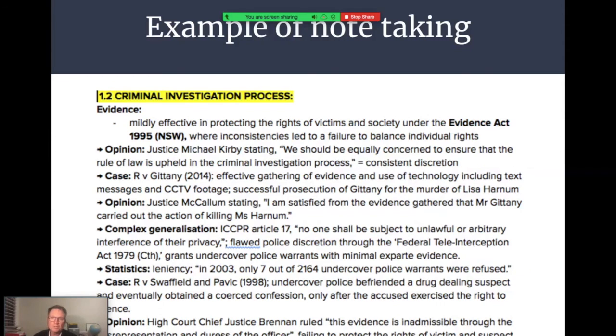Don't write paragraphs. Remember bullet points and be able to turn those bullet points into paragraphs. So in this case here, if we're talking about the criminal investigation process, you can see here where we've got the Evidence Act. You've got an opinion in bold from Michael Kirby. You've got cases. You've got another opinion. So we've got the use of bold and colour to highlight key words. So as I'm going through these notes, I might not even read all of the notes. I look at the key bolded words and ask myself, what do I remember? And if I can't remember, I then go to the notes and visit these pieces of evidence.